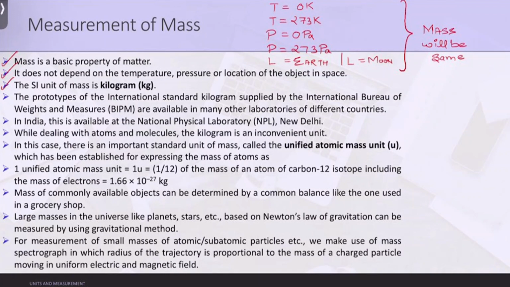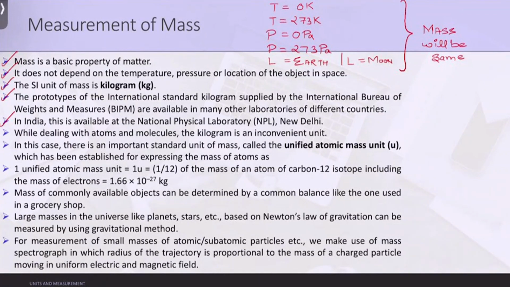The prototypes of the International Standard Kilogram supplied by the International Bureau of Weights and Measures, that is BIPM, are available in many other laboratories in different countries. In our country, it's in Delhi. So in India, this is available at the National Physical Laboratory, NPL, New Delhi. This is just the theoretical version, as in how to quantify kilogram. What is the prototype for International Standard Kilogram?